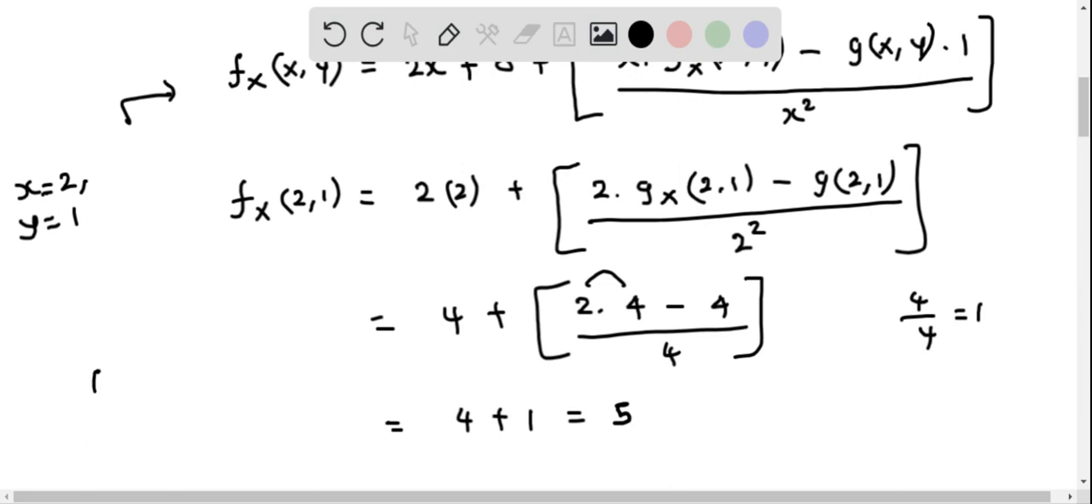So therefore, we see that fx of (2, 1), which is the partial derivative of the function f of (x, y) with respect to x at the point (2, 1), equals 5.